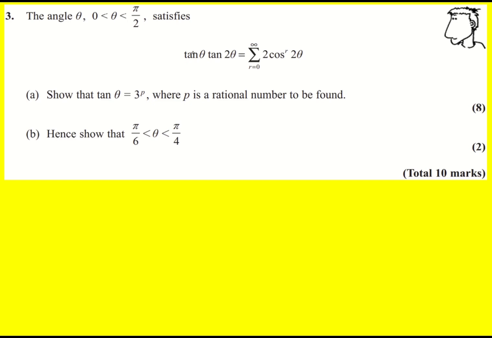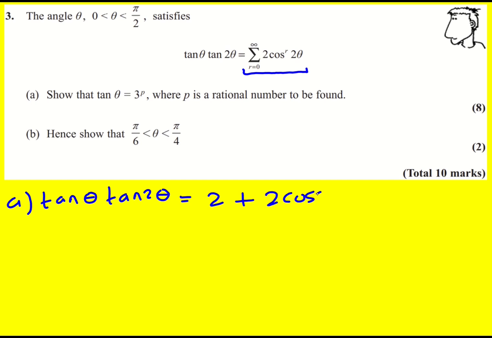We have this equation to solve with tan theta, tan 2 theta, and then some sort of series. So I'm just going to first of all write some terms out in the series to understand it a little bit more. Now cos to the power 0 is just 1, so my first term is going to be 2, and then I'm going to get 2 times cos to the 1, so that's just 2 cos 2 theta, plus 2 cos squared 2 theta, plus 2 cos cubed 2 theta, and so on.